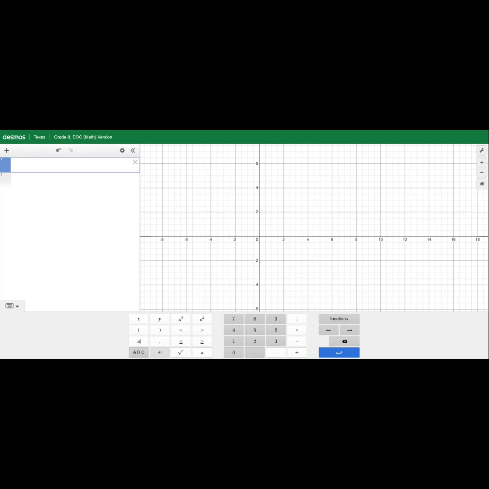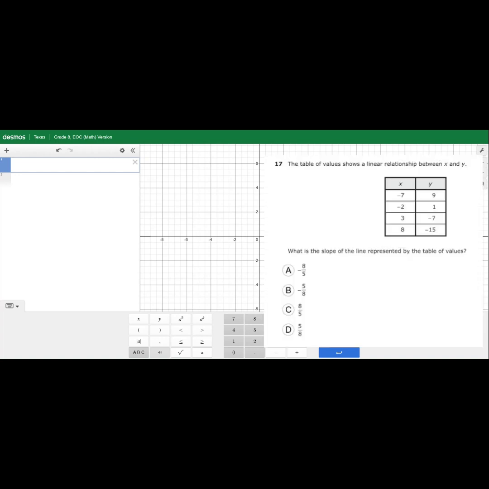Let's start with the first question, question number 17. Here we go. It says the table of values shows a linear relationship between x and y. So we have a given table and four sets of points. What's the slope of the line represented by the table of values?